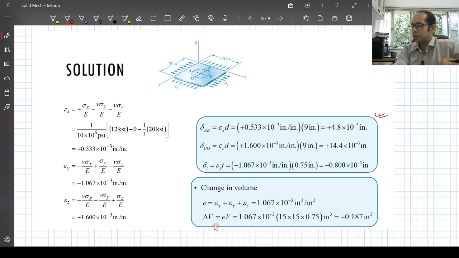So I hope this problem was clear to you. Solve similar problems on your 3D Hooke's law, where you have different loading conditions on different kinds of structures to find the stresses and the strains and so on.